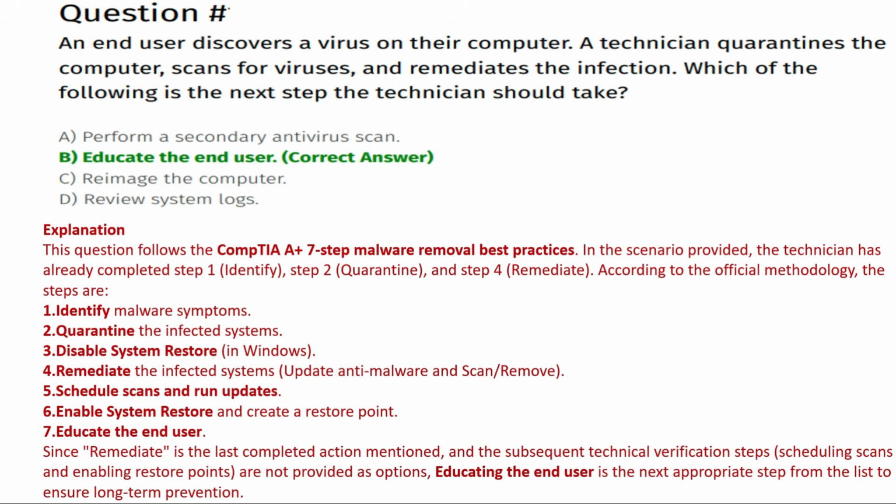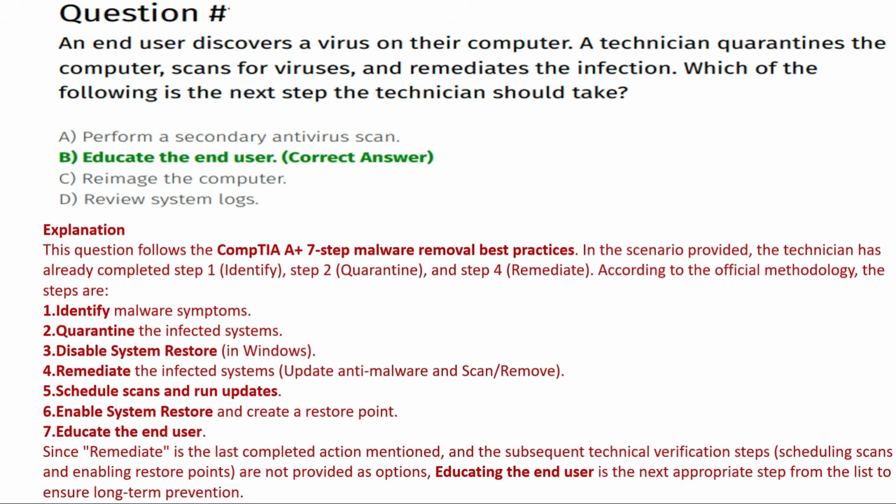So this question follows the CompTIA A+ 7-step malware removal best practices. In the scenario provided, the technician has already completed step 1, identify, step 2, quarantine, and step 4, remediate. So according to the official methodology, the steps are: first one is identify malware symptoms. Step 2 is quarantine the infected systems. Step 3 is disable System Restore in Windows. Step 4, remediate the infected systems, update anti-malware and scan and remove.